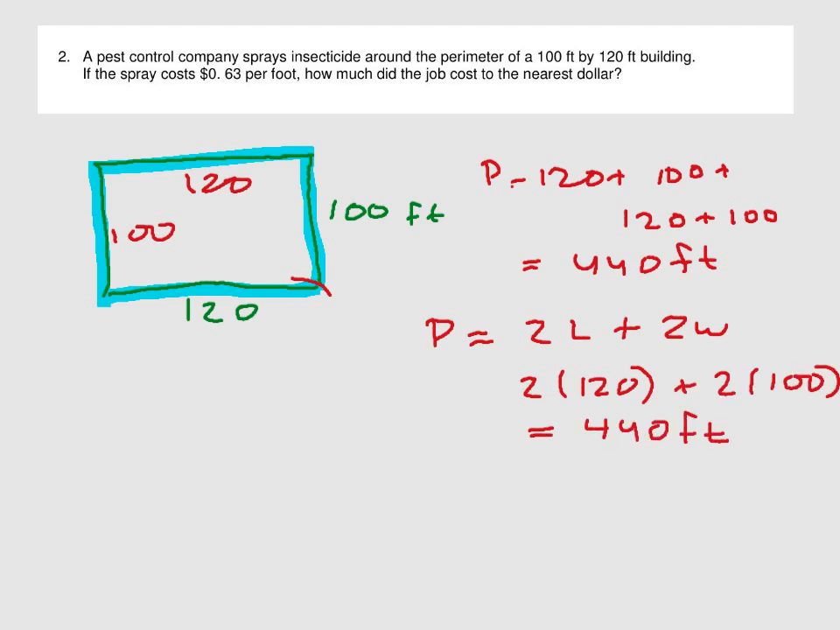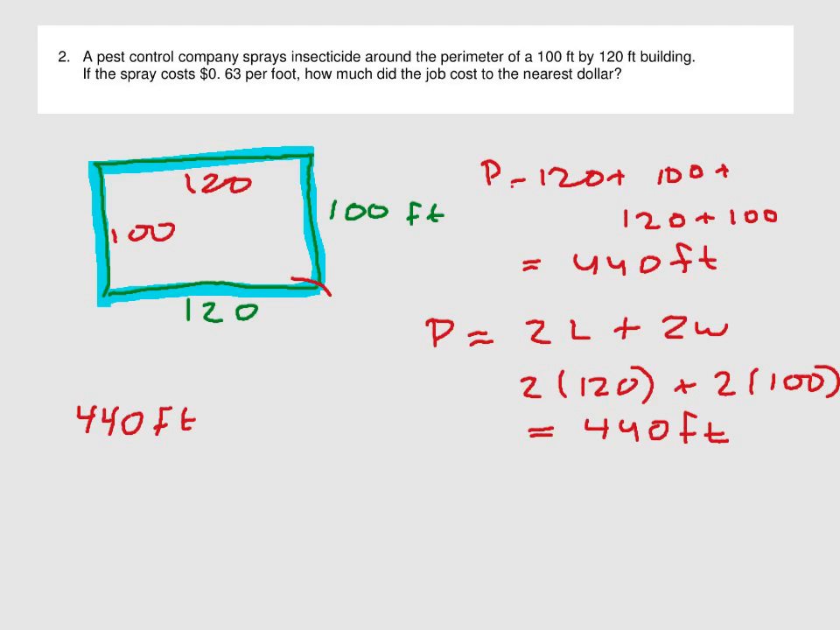That, however, is only the first step. You're required to find the perimeter on the outside, and then the cost involved with spraying the perimeter. And it's 63 cents per foot, or $0.63 per foot. So we take 440 feet, and you want to know the cost.